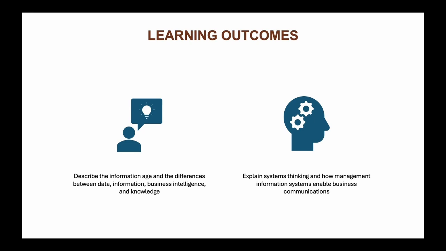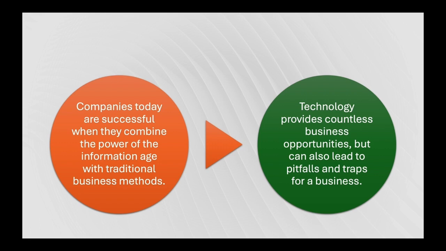Your learning outcomes for 1.1 are the following. Describe the information age and the difference between data, information, business intelligence, and knowledge. Also, explain systems thinking and how management information systems enable business communications. Companies today are successful when they combine the power of the information age with traditional business tools. Technology also provides countless business opportunities, but has disadvantages that can lead to pitfalls and traps for a business if it's not used correctly.